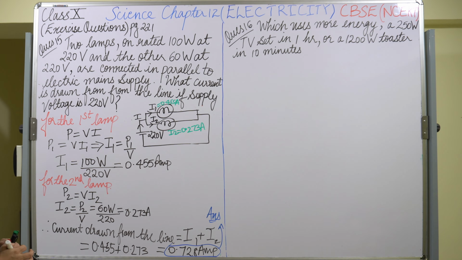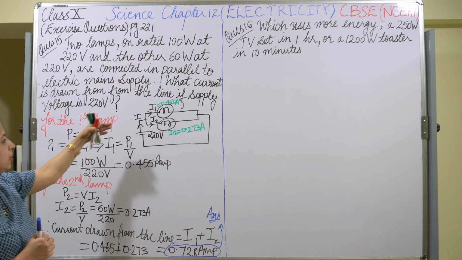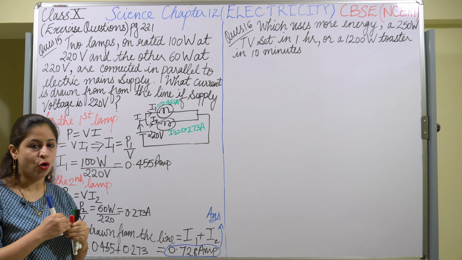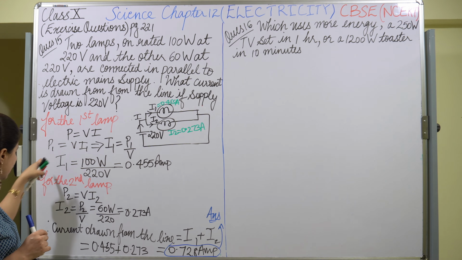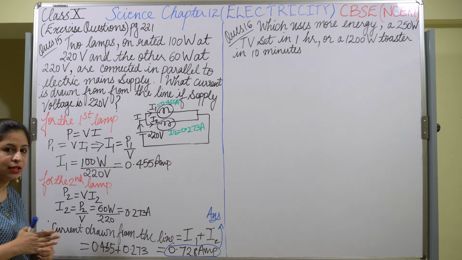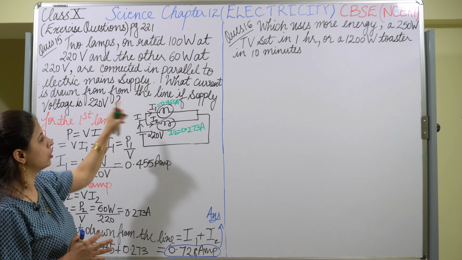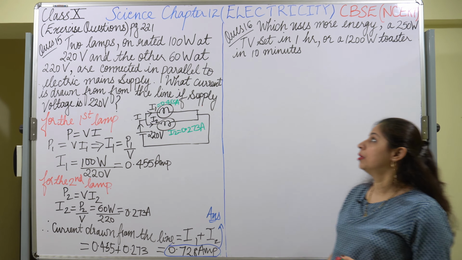Okay, so we need to apply the concept of parallel over here. In parallel, the voltage always remains constant, and the current gets divided. So first we found the current for the first lamp, then for the second lamp, and we added both the currents to get the total current. Okay, so let us move on to question number 16.